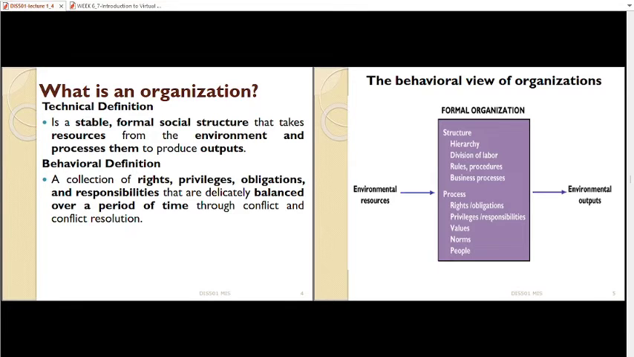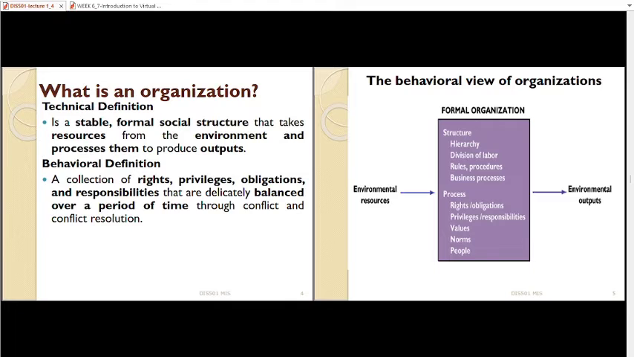If you look at it, there is hierarchy, meaning that we have different levels within that particular organization. We have division of labor. Everyone has their own part to play, and those parts or tasks are a bit different, and there are rules that govern how we are going to be able to do that. And then we have business processes.